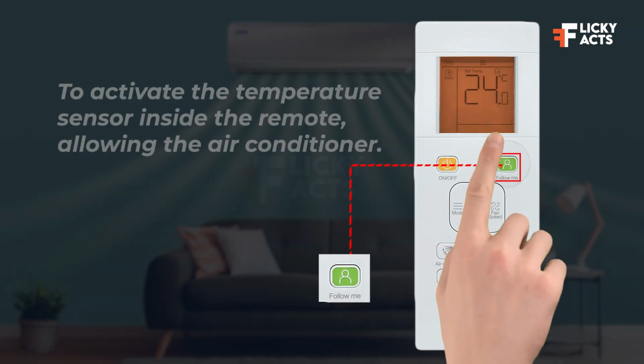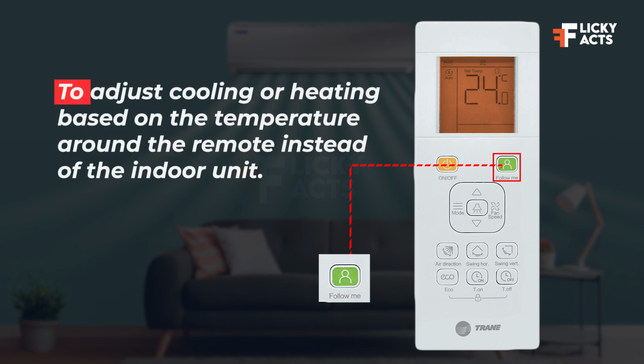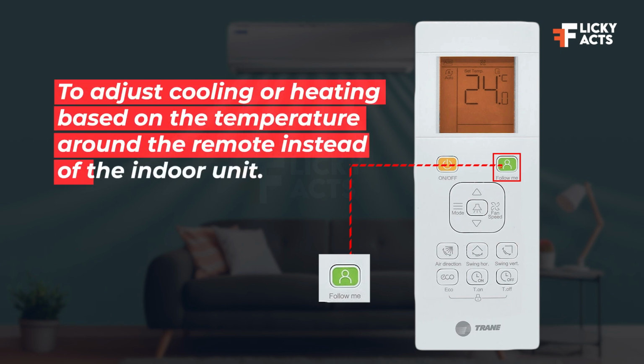Press the Follow Me button to activate the temperature sensor inside the remote, allowing the air conditioner to adjust cooling or heating based on the temperature around the remote instead of the indoor unit.